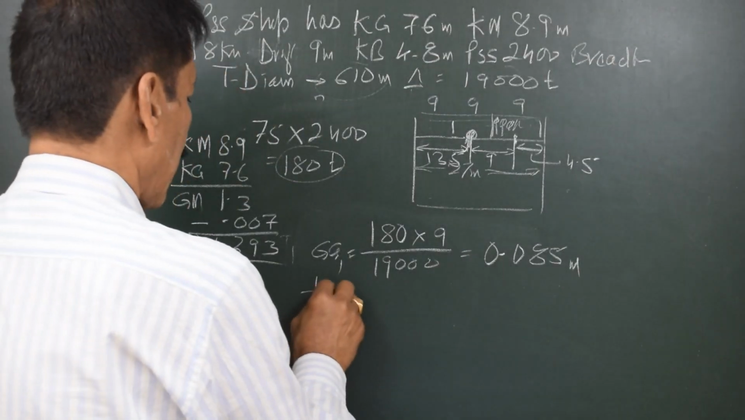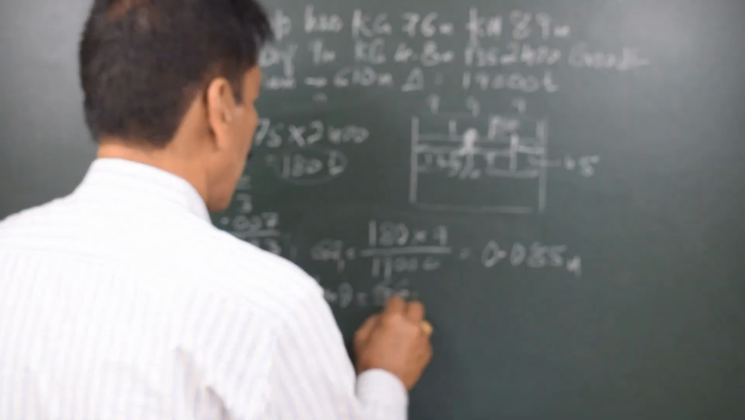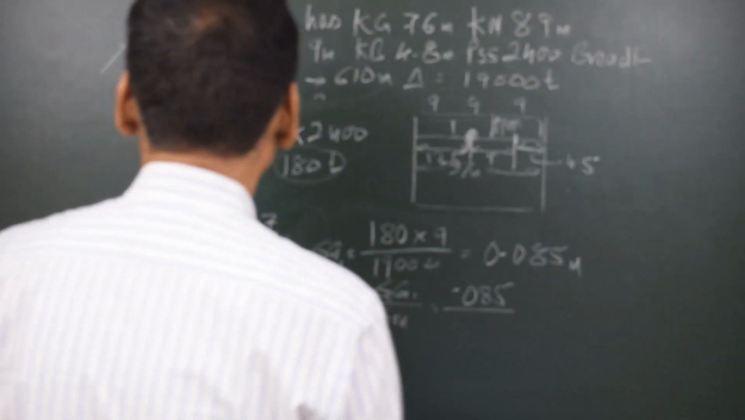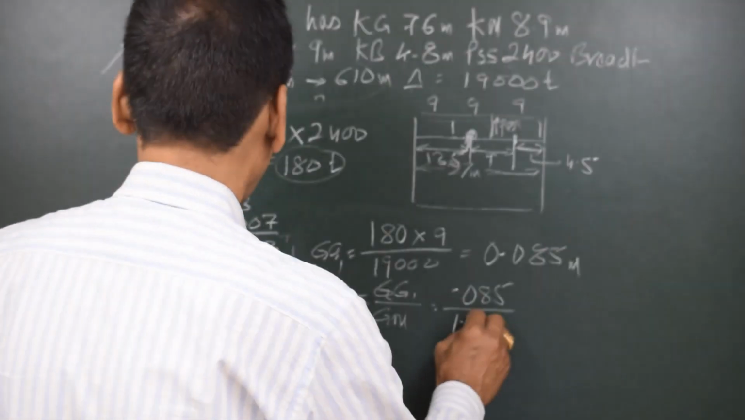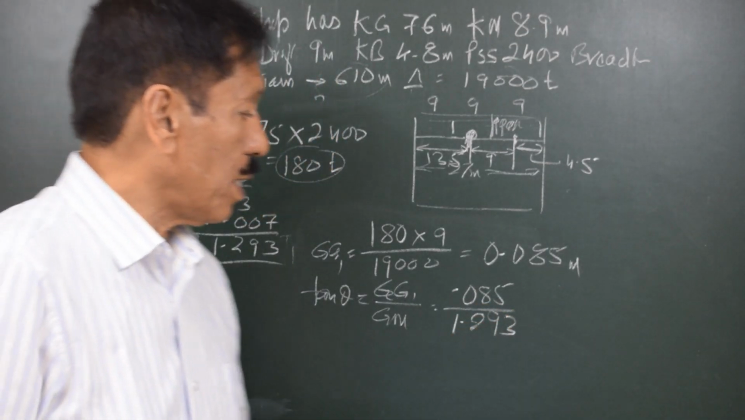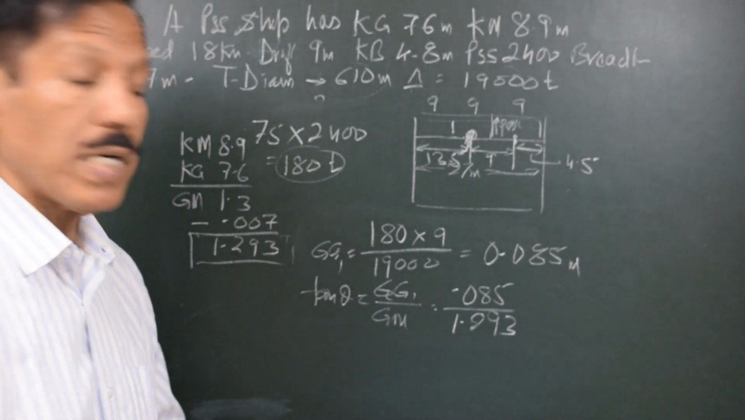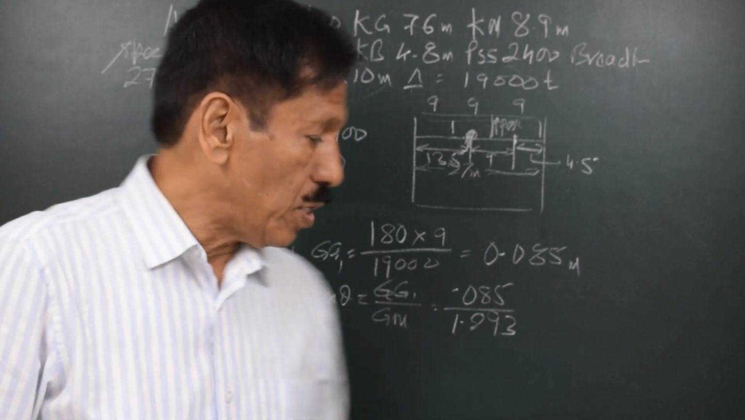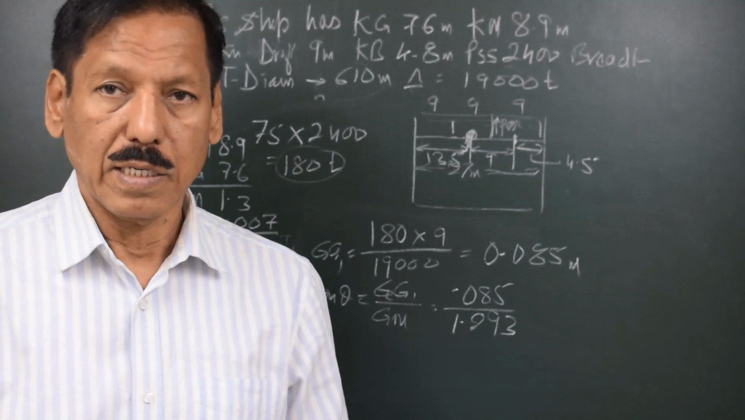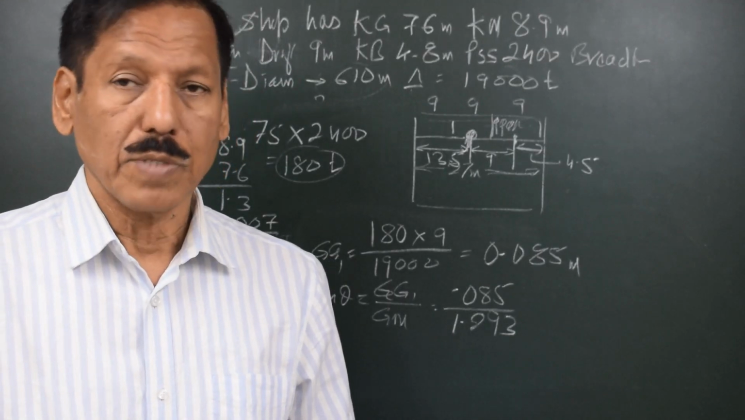Now the list that would be caused because of this is tan theta equal to GG1 upon GM, that is 0.085 divided by GM, that is 1.293. So once again we'll get theta from here, GG1 upon GM, 0.085 divided by 1.293. This way, if theta I get is more than 10 degrees, that means the ship does not satisfy the criteria, and if the list is less than 10 degrees, the ship satisfies the criteria.